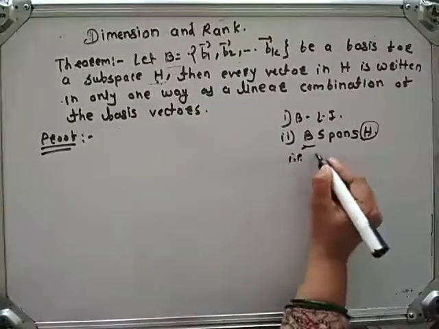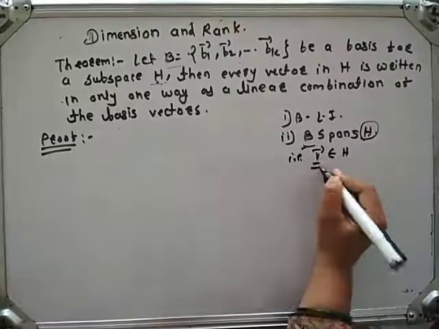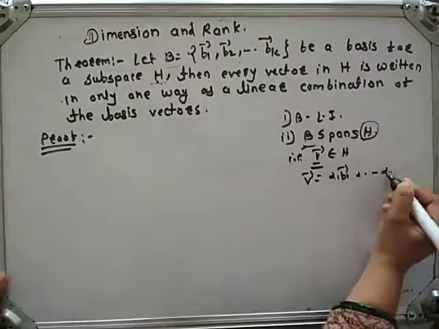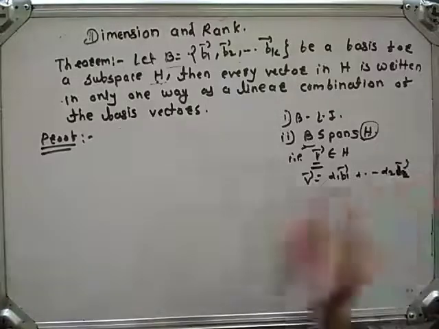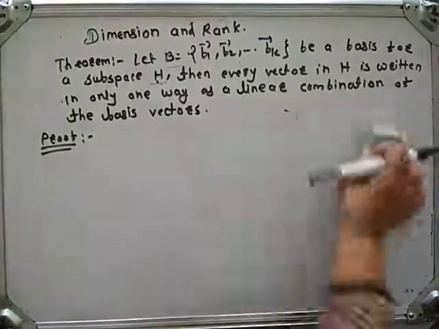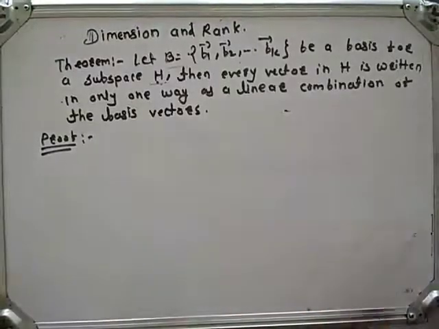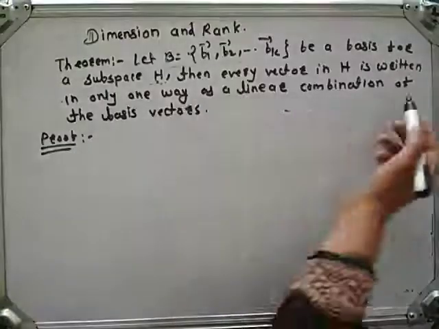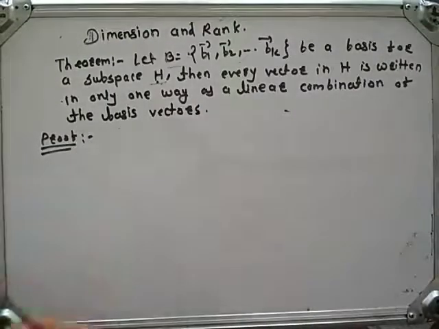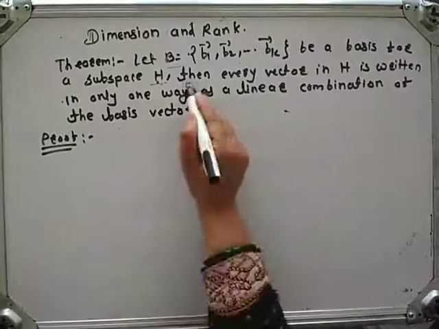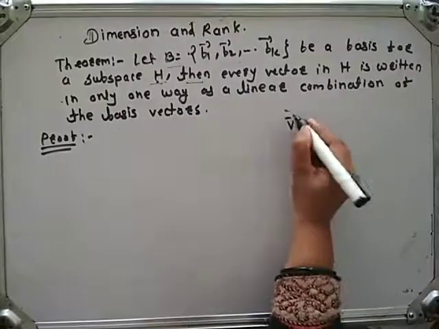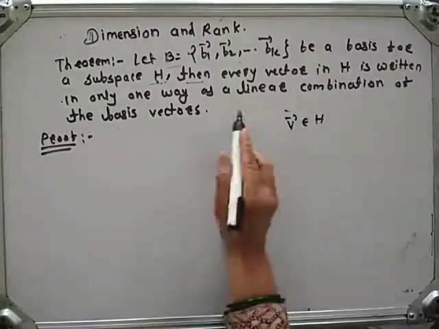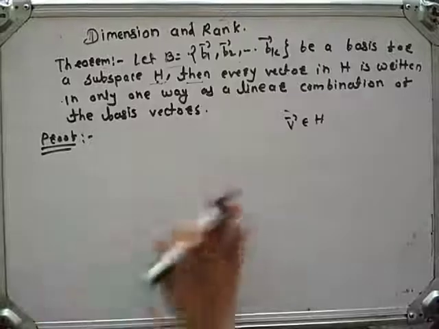That is, if V bar belongs to H, then V bar can be written as alpha 1 into B1 bar plus alpha 2 into B2 bar and so on. Okay students? Then every vector in H is written in only one way as a linear combination of the basis vectors. Here we have to prove that every vector in H can be written in only one way as a linear combination of basis vectors.